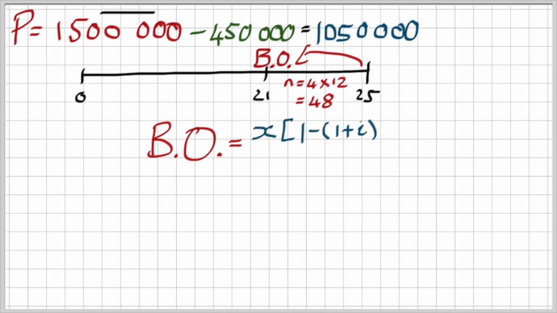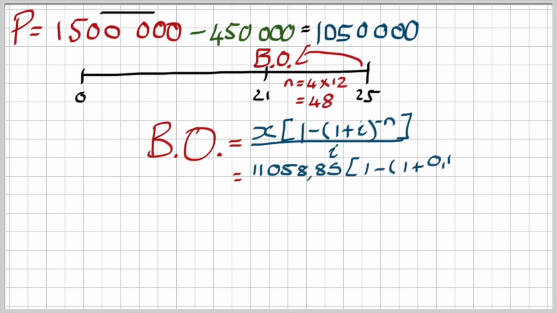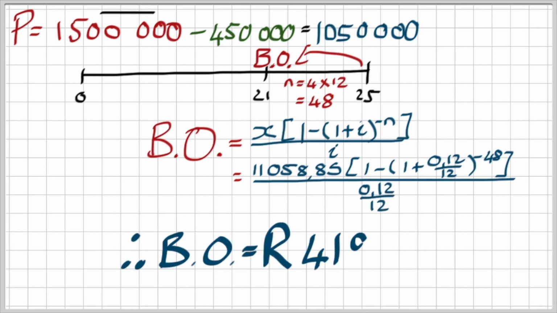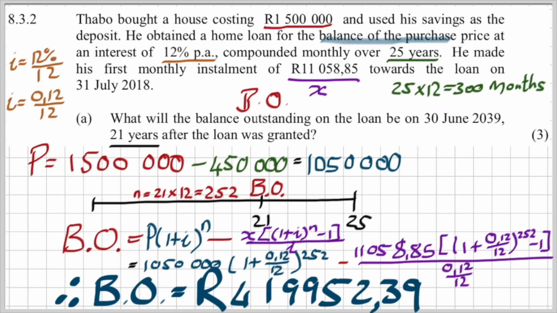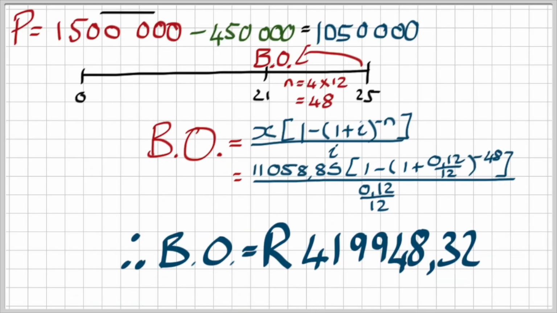So if I look at this, using the formula for present value, I'm going to substitute my values in. And I am going to get an answer of 419,948 Rand and 32 cents. But why is it different? If I look at the previous one, the balance outstanding, there was a 52 and 39 cents, while here it's 48 Rand and 32 cents.